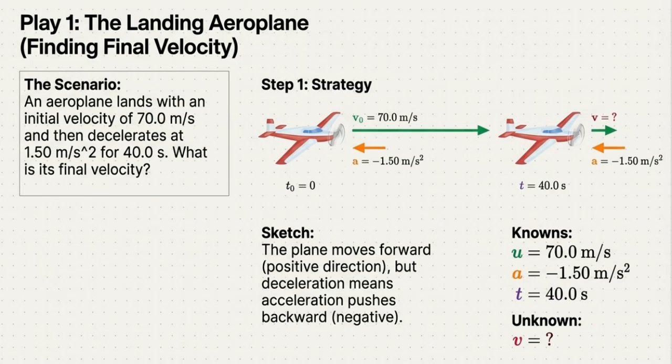Now let's look closely at how the plane slows down after landing. We know it starts at 70 meters per second and slows down at a constant rate for 40 seconds. Since it's decelerating, the acceleration is negative, pushing back against the forward motion. Our main goal is to find the final velocity after this 40-second period. We'll use the initial speed, the negative acceleration, and the time to work this out step by step. This sets up a clear path to calculate the exact speed when it finishes slowing down.